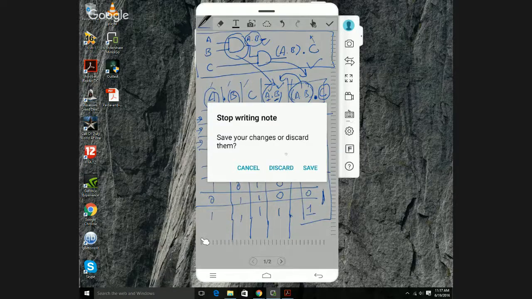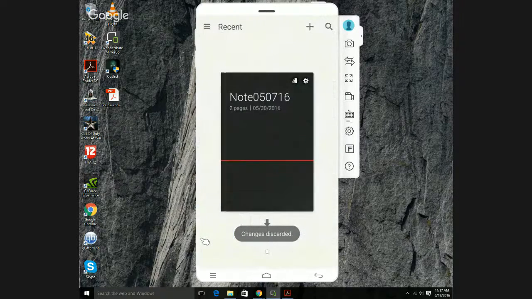Discarding it because my writing is not pretty good. So let's leave it here. Let's get back to the notes.